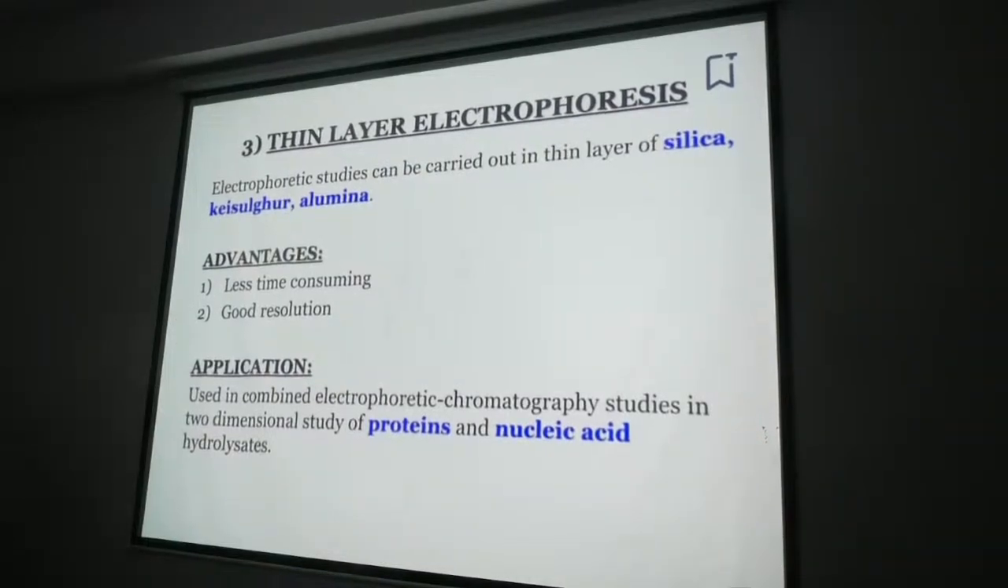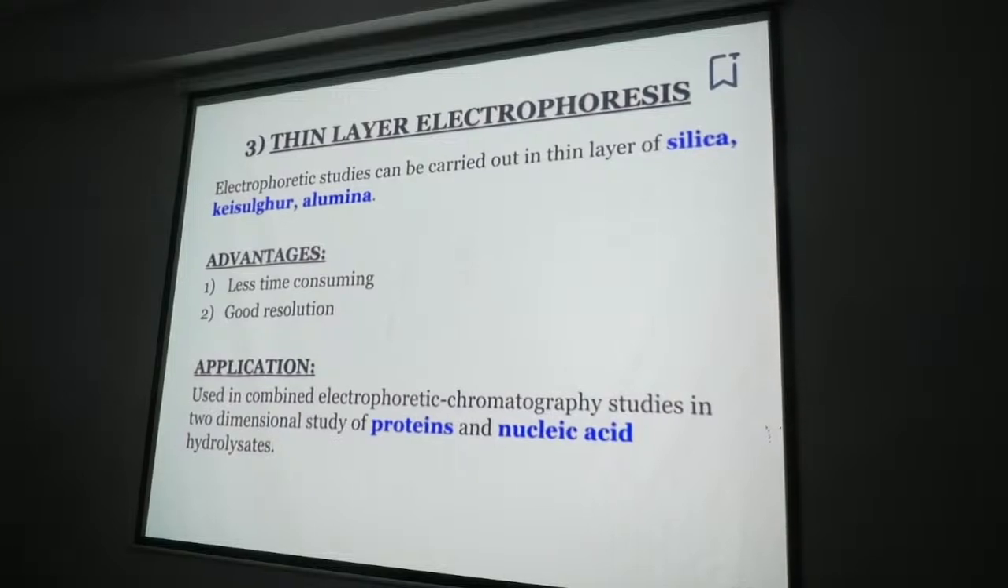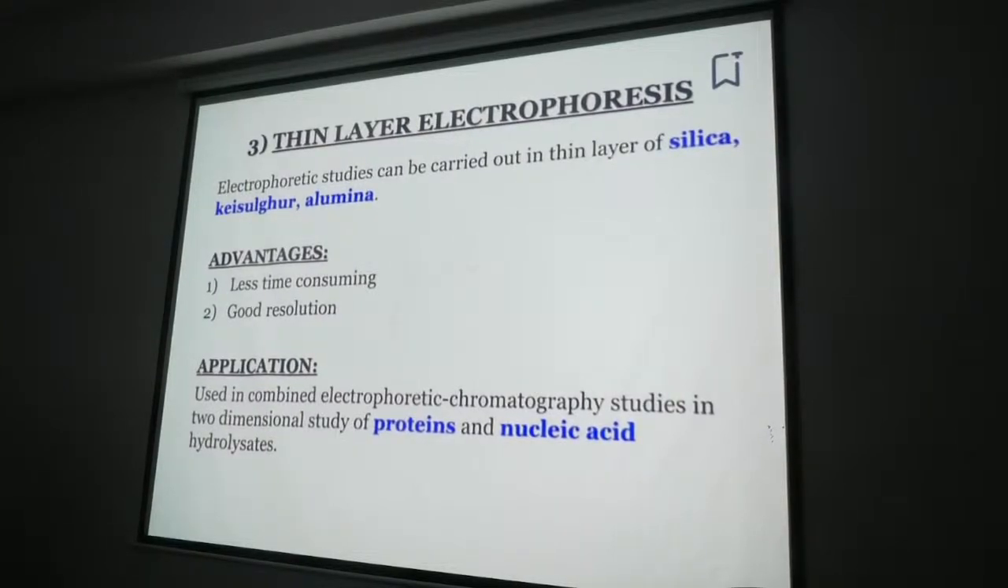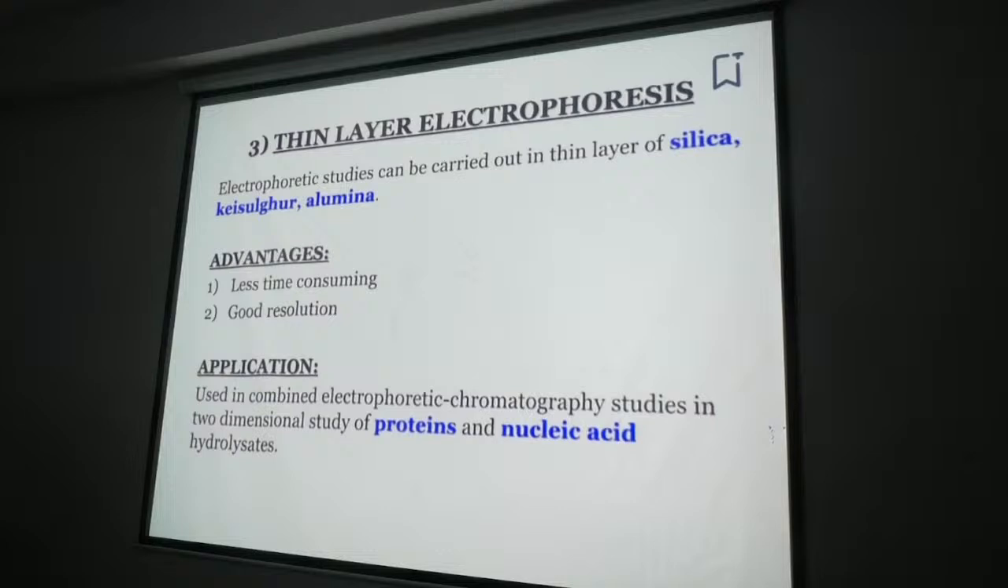Thin layer electrophoresis. Electrophoresis studies can be carried out in a thin layer of silica, Kieselguhr or alumina. Kieselguhr is a complex of silica which has an insulated type of activity. Advantage of this: less time consuming and good resolution. Application: used in combined electrophoretic chromatography studies, in two-dimensional studies of protein and nucleic acid hydrolysates.